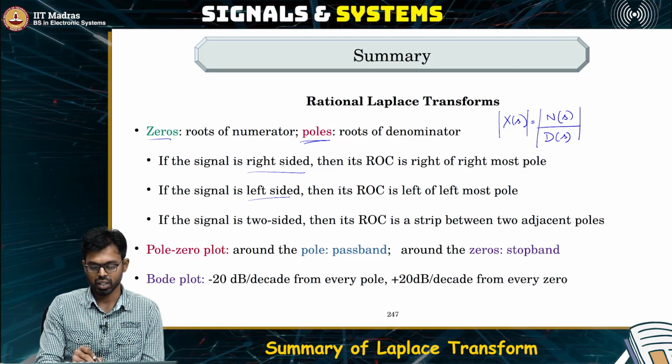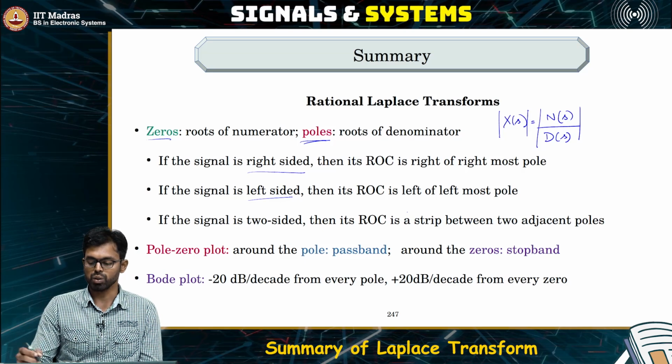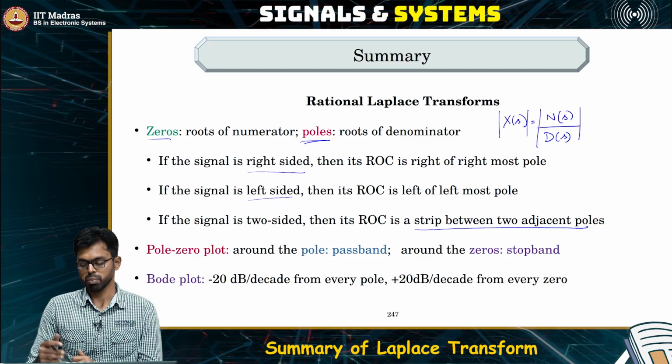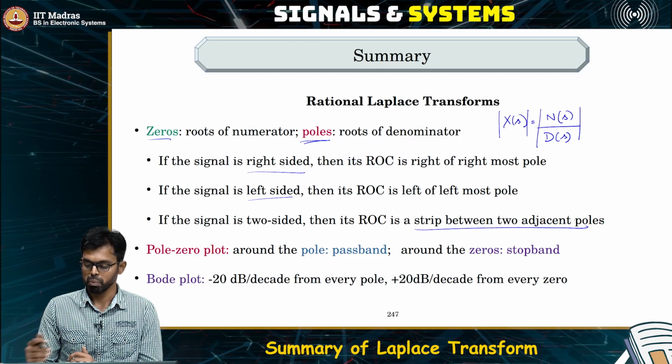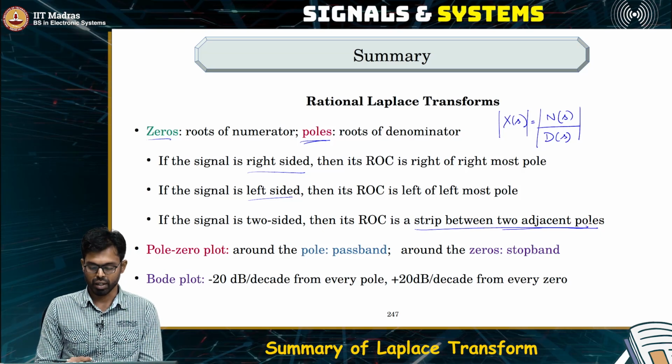If the signal is left-sided, then the ROC is to the left of the leftmost pole. And if it is two-sided, then the ROC is a strip, parallel to the j omega axis, between two poles. So this is what we saw in our lectures.